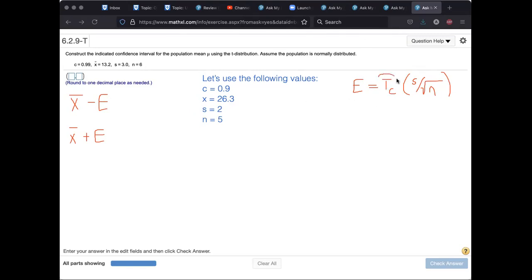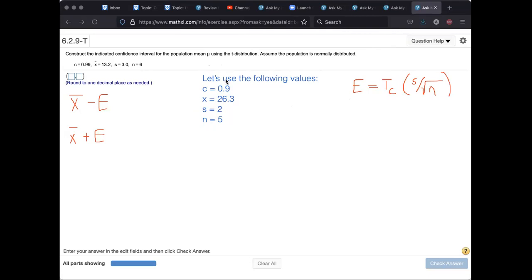The only thing we don't have is T sub C. So how are we going to find T sub C? Well, that's where this comes into play: you need your level of confidence. And because we're using the T table, you also need your sample size, because you need to find the degrees of freedom.